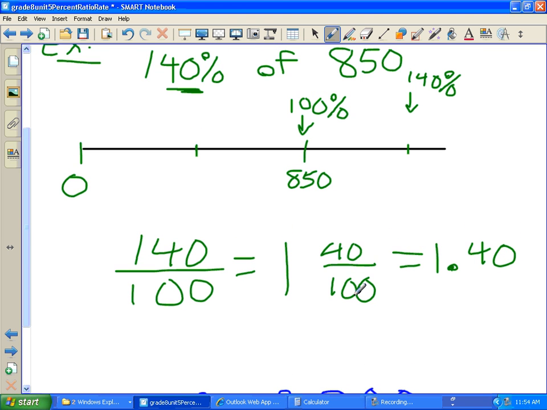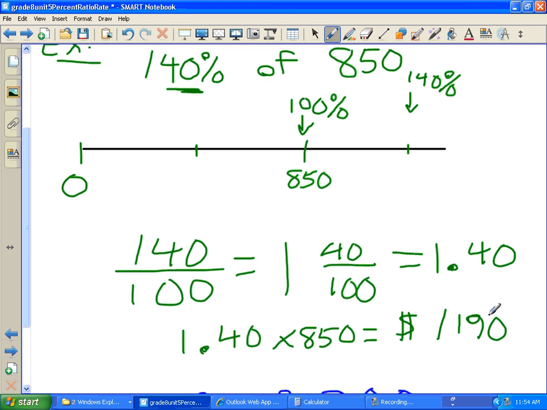So now I want 140% as a decimal, which is 1.40. Times it by 850, and my answer using the calculator, if I were to multiply that, will be 1,190. So if that was dollars, it'd be $1,190. Of course, if it was 240%, it would be 2.40. If it was 280%, it would be 2.80.